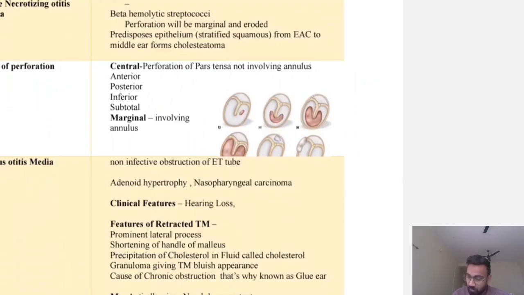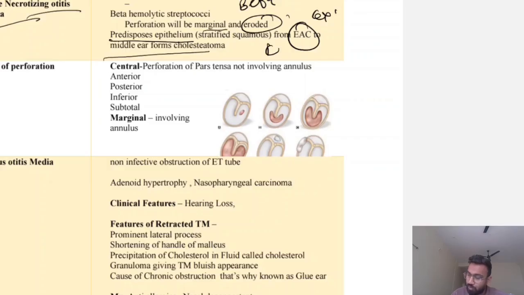Now, acute necrotizing otitis media. So it is due to beta hemolytic streptococci. Perforation will be marginal and eroded. It predisposes epithelium from external auditory canal to middle ear, which forms the cholesteatoma.